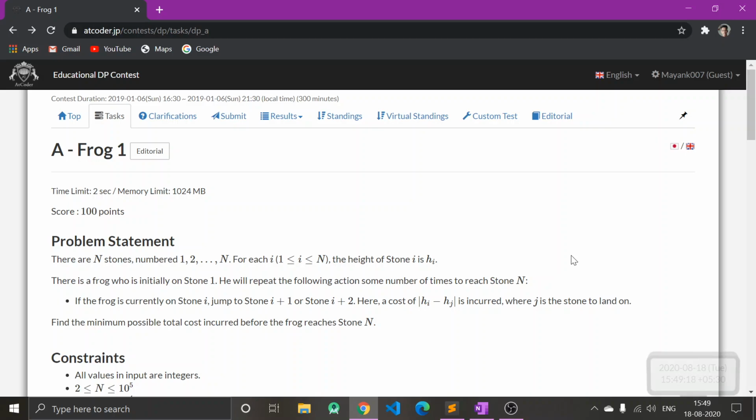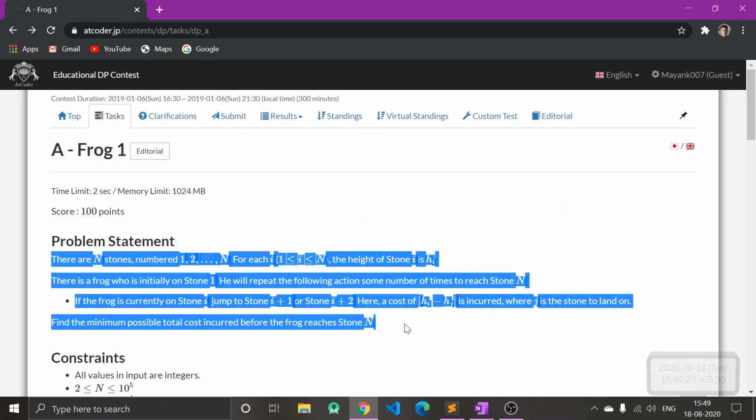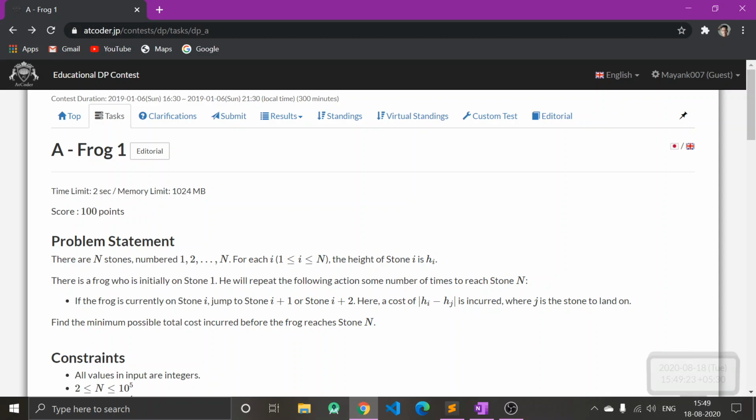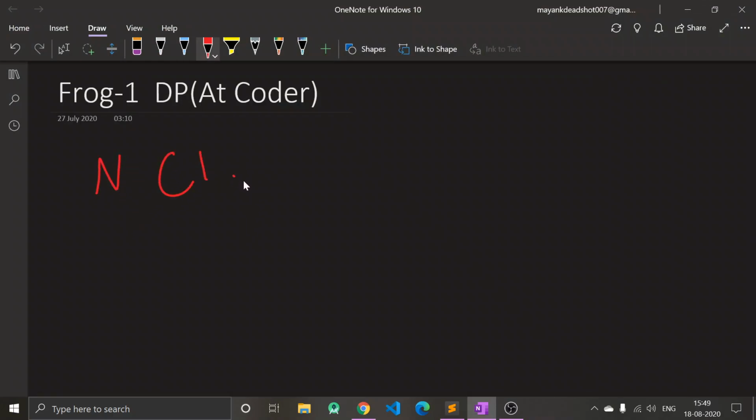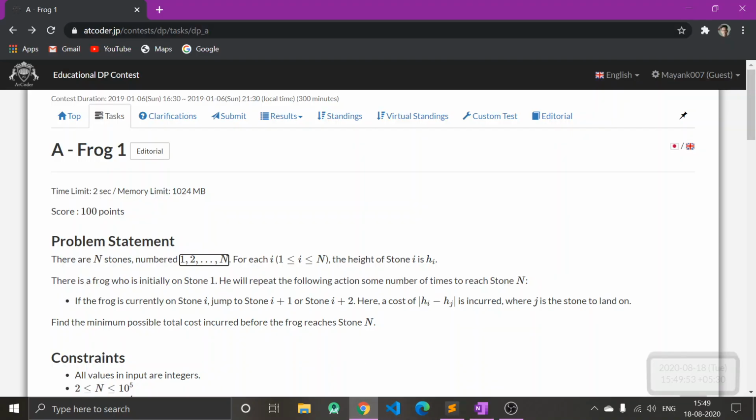Let me first read the statement. There are n stones numbered from 1 up to n. For every index, suppose it is i, there is a value hi, which is the height of the stone. So the height of the stone is hi for the ith index.